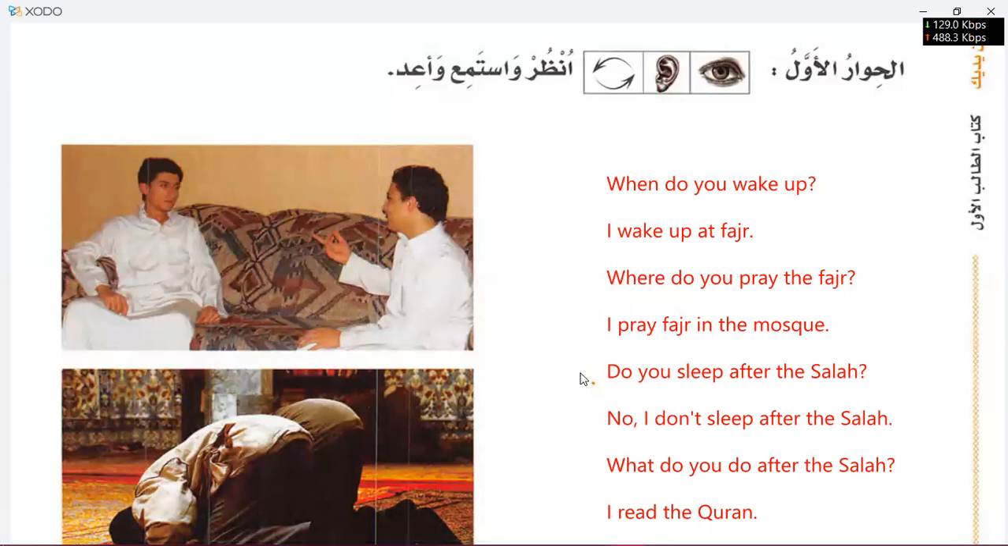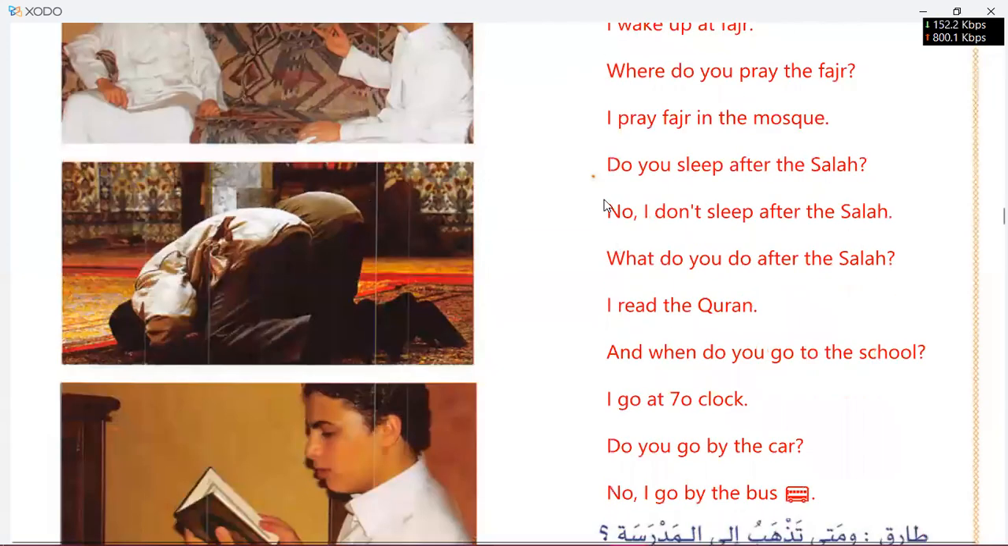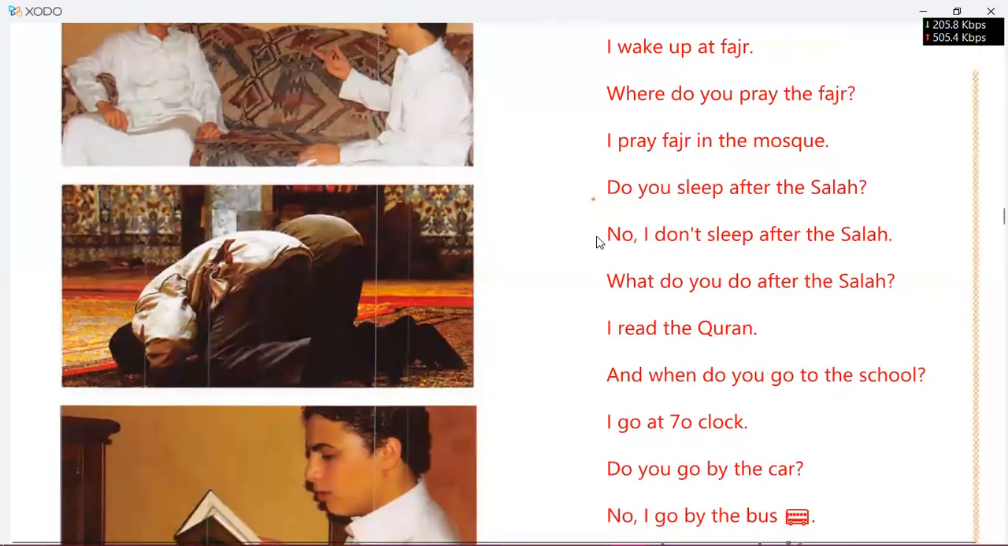Hal tanamina ba'da salah? Do you sleep after the salah? La anamu ba'da salah. What do you do after the salah? Aqra al Quran. Okay, you read Quran.